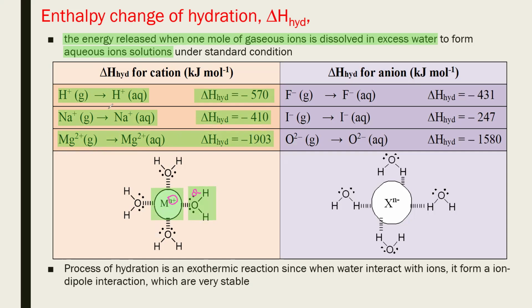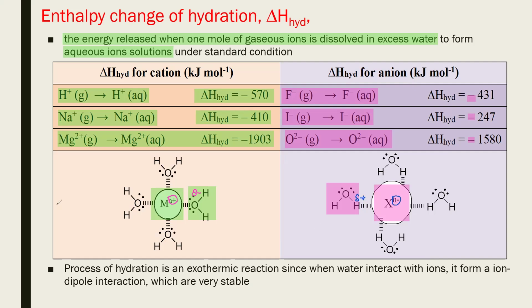Hydration can also be seen separately for the anion. For example, F minus gas gives F minus aqueous, I minus gas gives I minus aqueous, and O2 minus gas gives O2 minus aqueous. All of them are exothermic, as you can see here. Similar to the cation, for the anion it is also ion-dipole attraction, where the partial positive charge of the hydrogen atoms attracts the negatively charged ions.